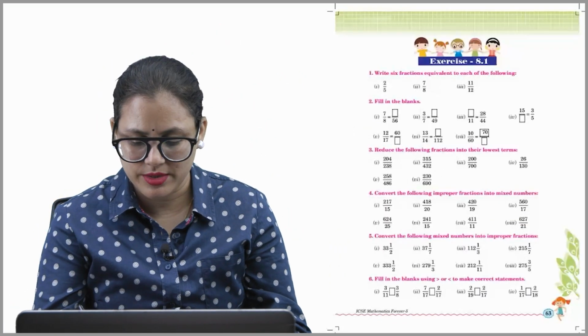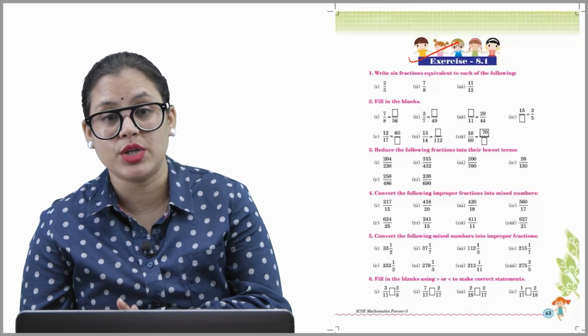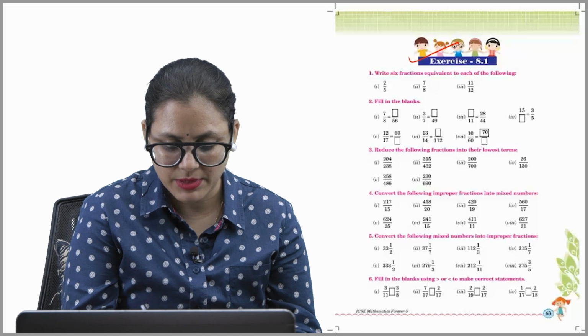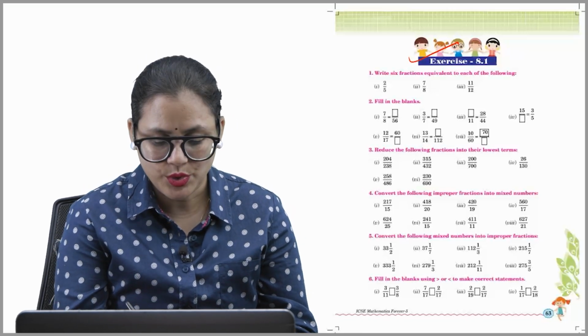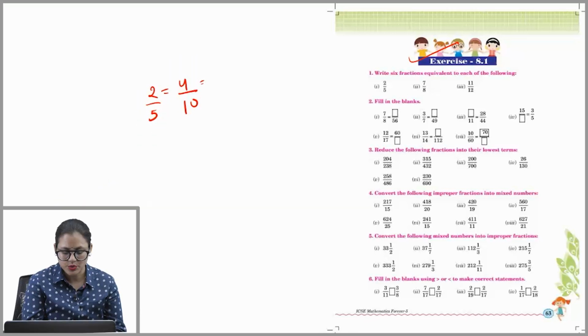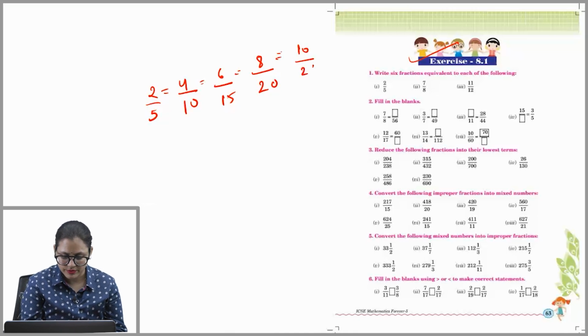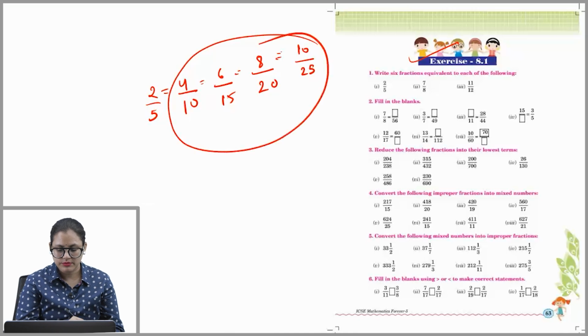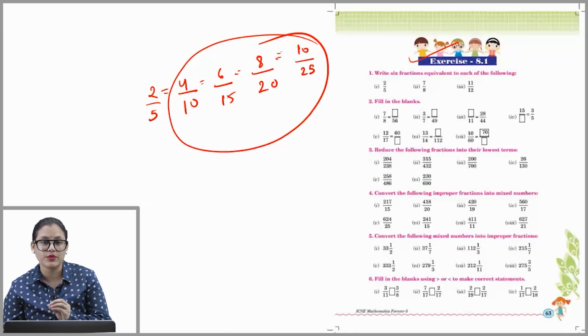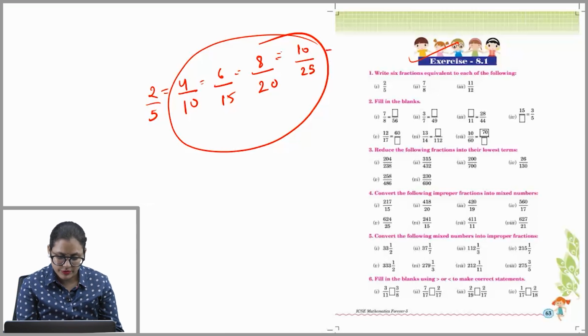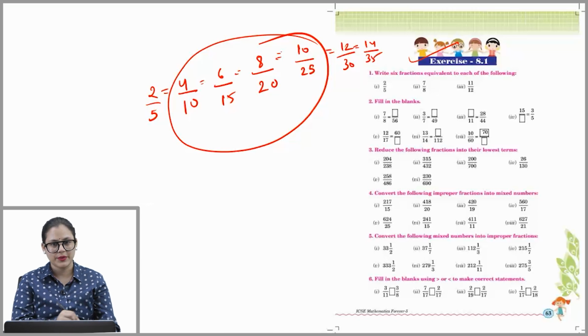Exercise 8.1. Write 6 fractions equivalent to each of the following. Okay, 2 by 5. Let's multiply both numerator and denominator by 2. 2 2s are 4, 5 2s are 10. 2 3s are 6, 5 3s are 15. 2 4s are 8, 5 4s are 20. 2 5s are 10 and 5 5s are 25. Okay, so these are the 4 equivalent fractions. We have to find 6. Now, let's find 2 more. 2 6s are 12, 5 6s are 30. Then 2 7s are 14, 5 7s are 35. Okay.